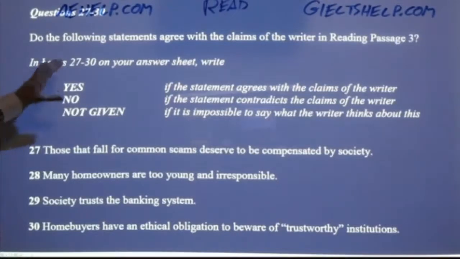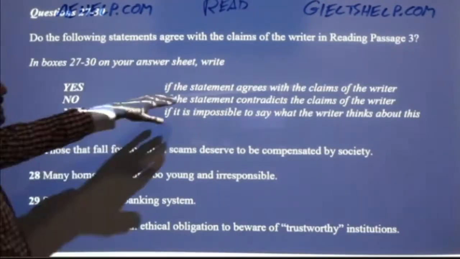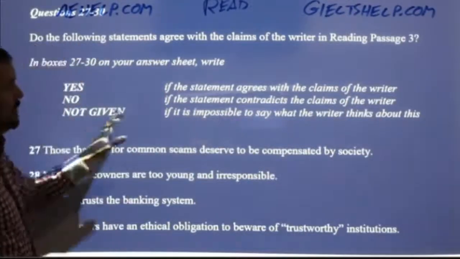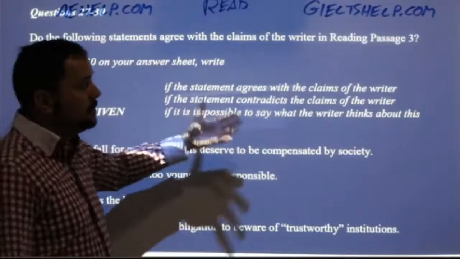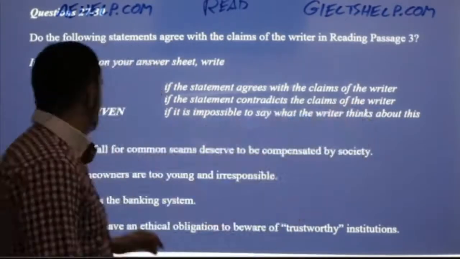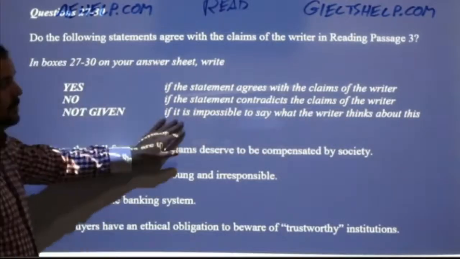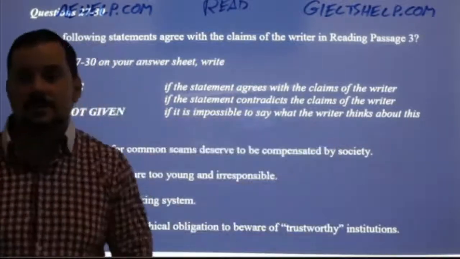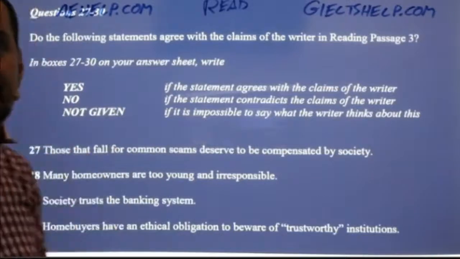So here we have yes, no, not given. It's a yes if the statement agrees with the writer. It's a no if the statement is opposite of what the writer is saying. And it's not given if we can't really tell if the writer would agree or disagree with that statement. Okay, that's how you have to think about it.